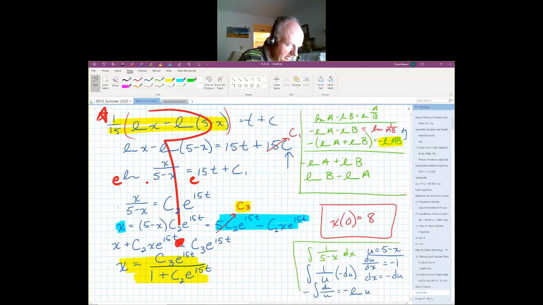Let me just double check. C sub 2, that shouldn't matter. And then we brought it through. Oh, I know the problem. We were okay. It was this C sub 3 that killed us. We needed to leave that where it was in terms of C sub 2.